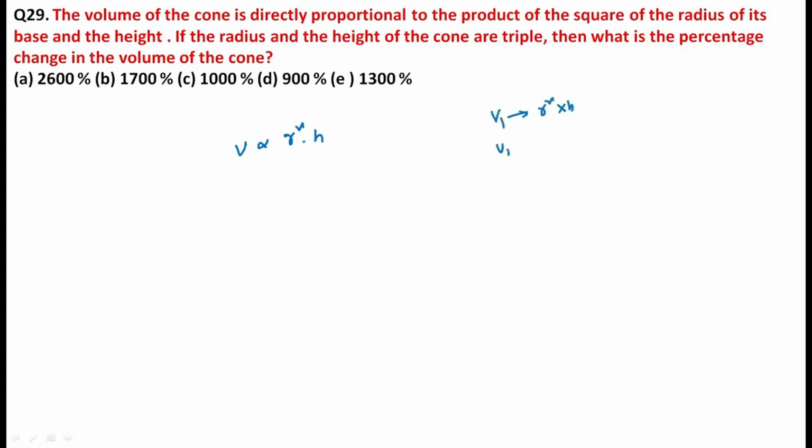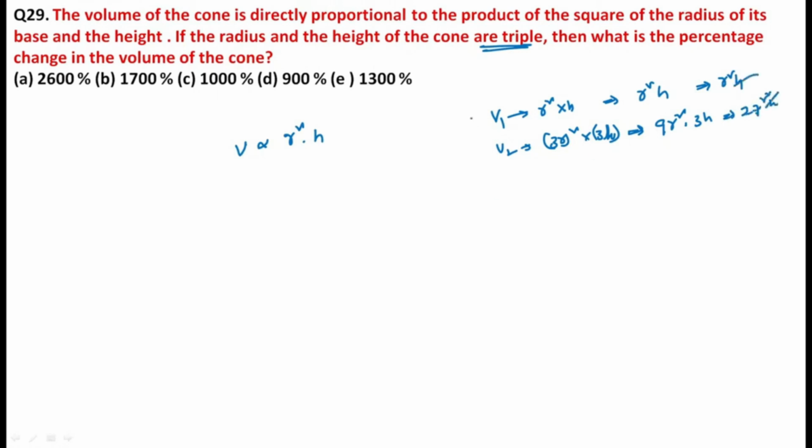Now it becomes V2. It increases, which means it triples for both radius and height. Now 3r whole square and 3 times the h. Now what is the value here? r square h. Here the value becomes 3 square, which means 9r square and 3h. Now the final value here is 27 r square h.